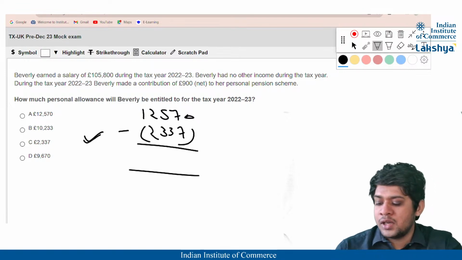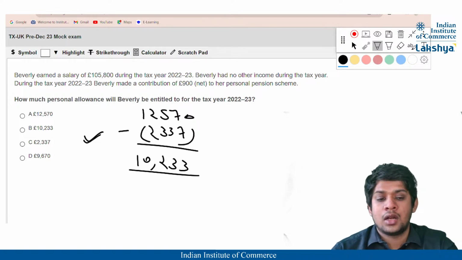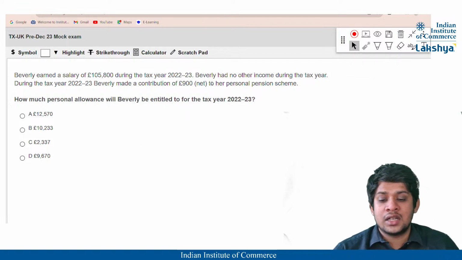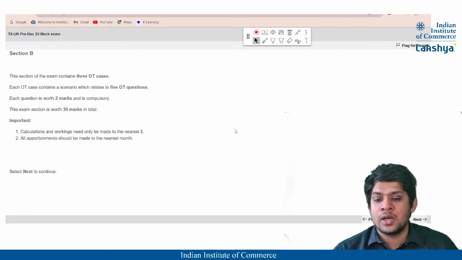Right? So the reduced personal allowance that she will get is nothing but 10,233. Right? I hope it is clear to you all. It is going to be option B here. I hope it is clear to you all. With this we move to the next question.